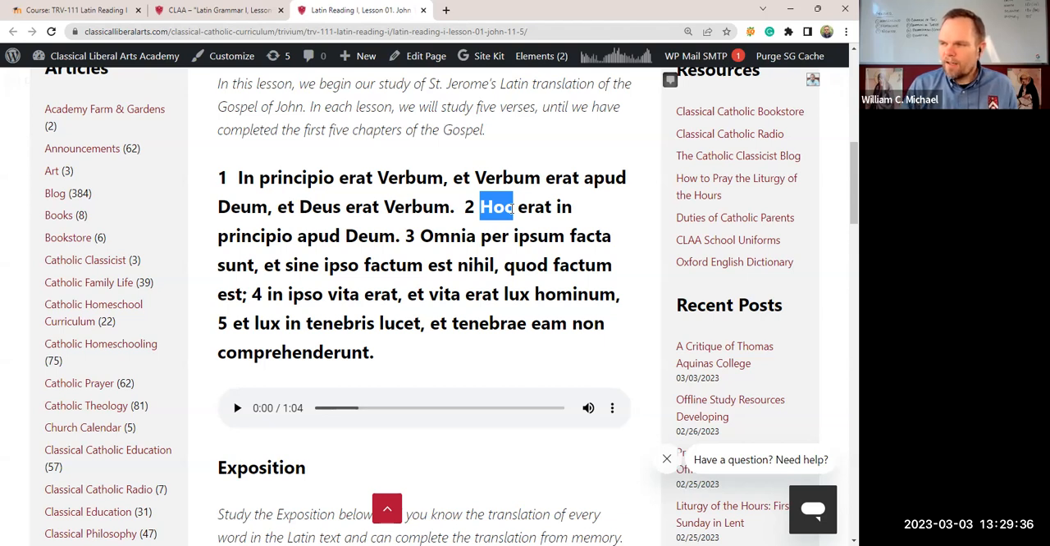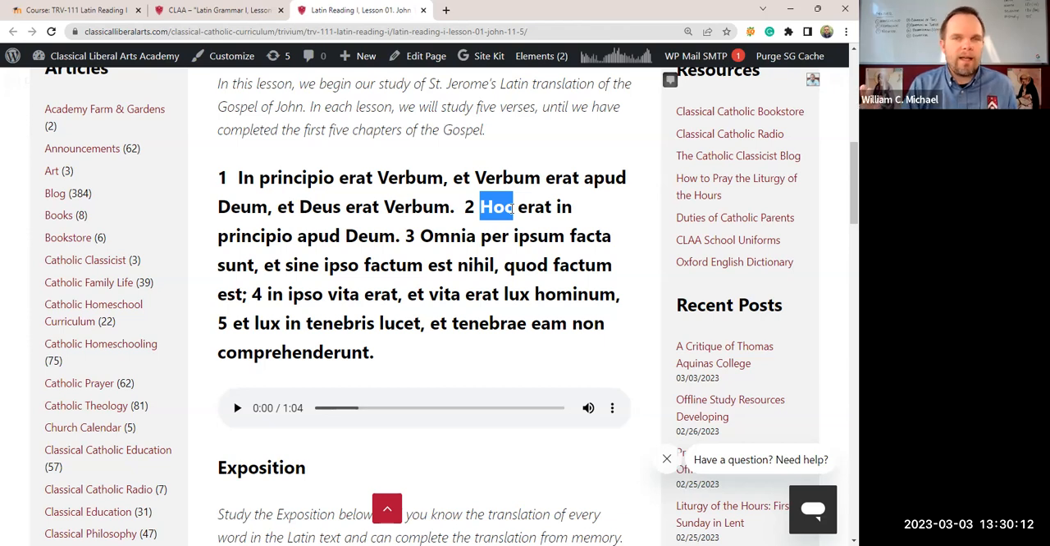Deus is masculine. Hoc is neuter. Hoc cannot be referring back to deus. Verbum is neuter. Hoc is neuter. Hoc must be referring back to verbum. Okay? So when you look at the translation and you wonder how they figured out what the right translation is, this is how they figure it out. This is how we figure out how to translate it and what it means. The only way that you can know what hoc is referring to is by the gender.